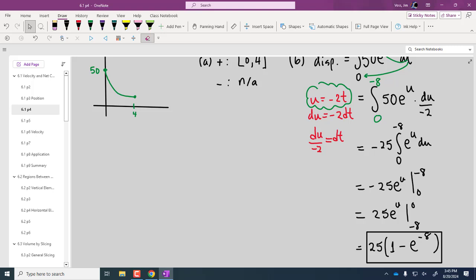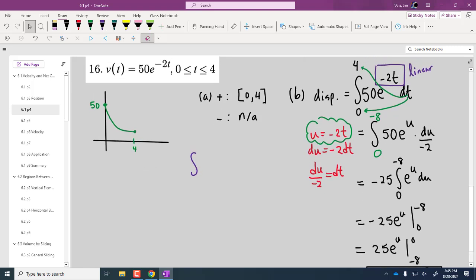Now, let's do substitution without substitution. All right. Let's do it. Substitution without substitution. So let's go back to right here. That was 0 to 4.